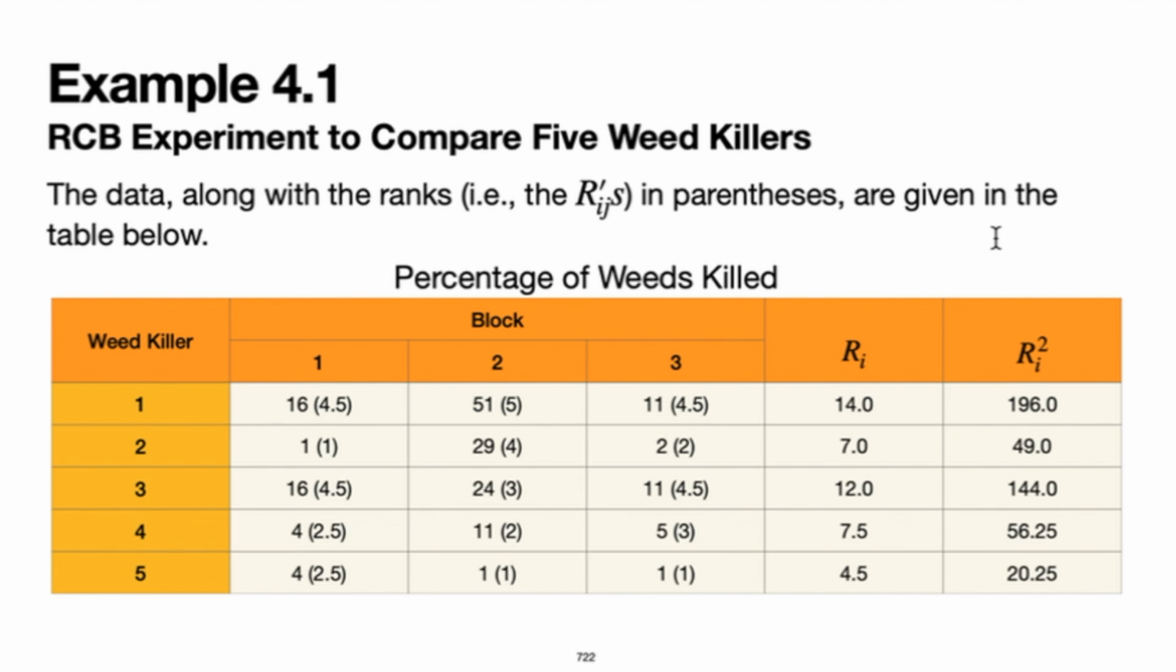Okay, so here are the data that we had before. I'm not going to spend a whole lot of time looking at this, but this is just the same presentation we had before. And the values that we're going to use, the percentages, are these values that are not in parentheses. So the response variable values would be 16, 1, 16, 4, and 4 for block 1. For block 2, for the 5 weed killers, 51, 29, 24, and so forth.